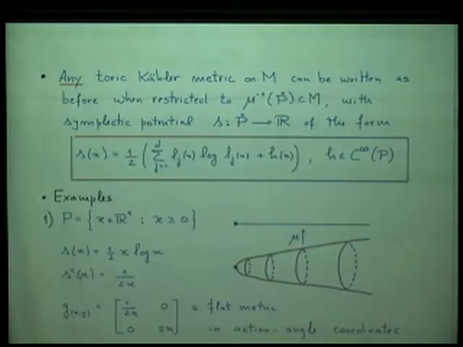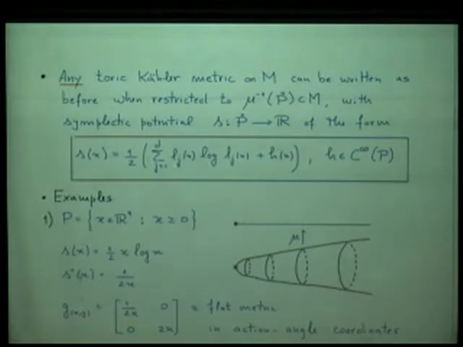The pre-image of the vertex is the fixed point, it's just the origin in R2. And the pre-image of all the interior points are circles, the orbits of the circle action I'm considering. So here is R2 and the moment map to R. So in this case, the polytope is defined by just one inequality, x greater or equal than 0.